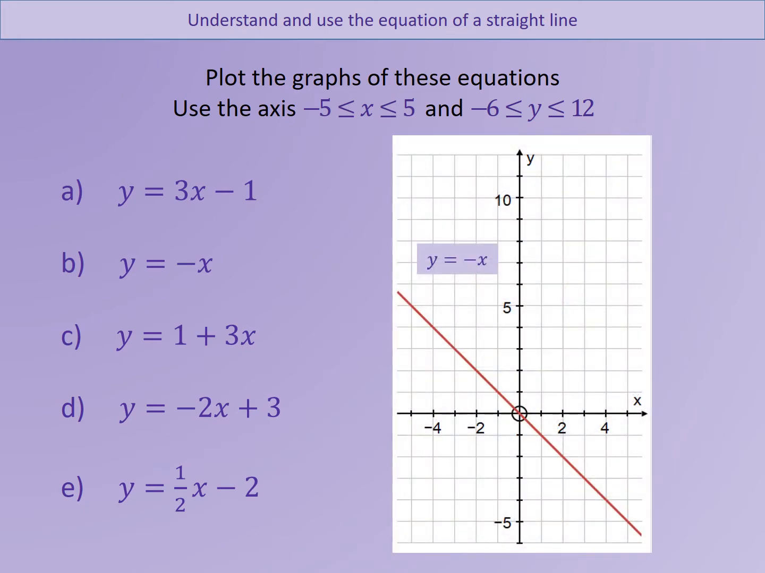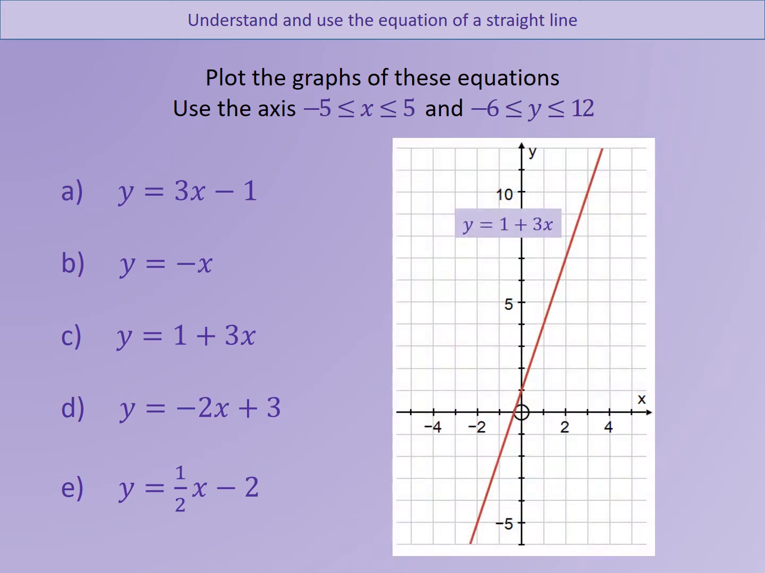Number 2, this is our graph of y equals minus x. You'll all have seen this at some point before. It goes through the origin, has a gradient of minus 1. Number 3 is y equals 1 plus 3x. It has a y-intercept of 1. It has an x-intercept of minus 1/3, and it has a gradient of 3.